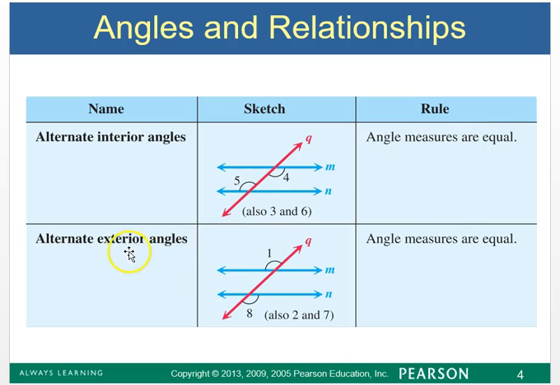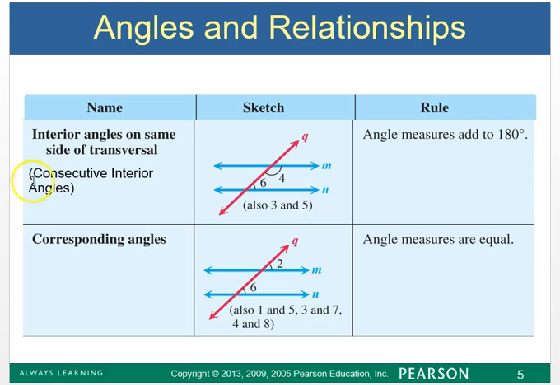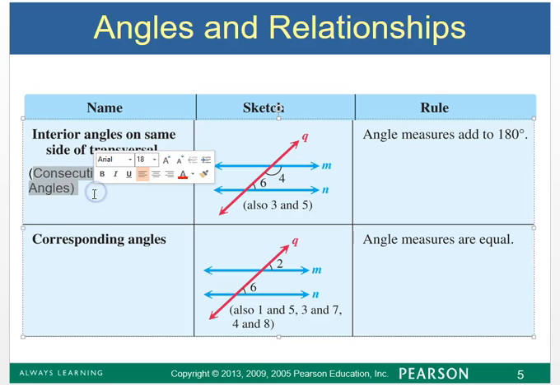Same thing goes with alternate exterior angles. They're on the exterior of the parallel lines and on the opposite sides of the transversal, so hence the name alternate exterior. These angle measures are also equal. Now, interior angles on the same side of the transversal, known as consecutive interior angles, or same side interior angles, these will actually add up to 180 degrees. These are supplementary.